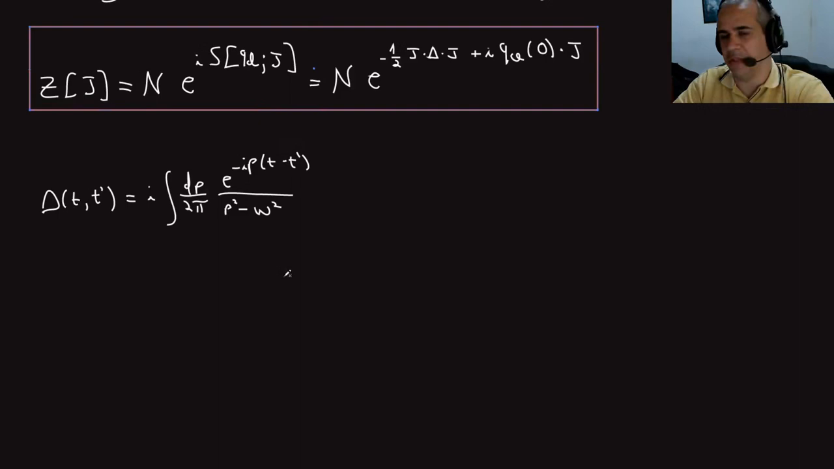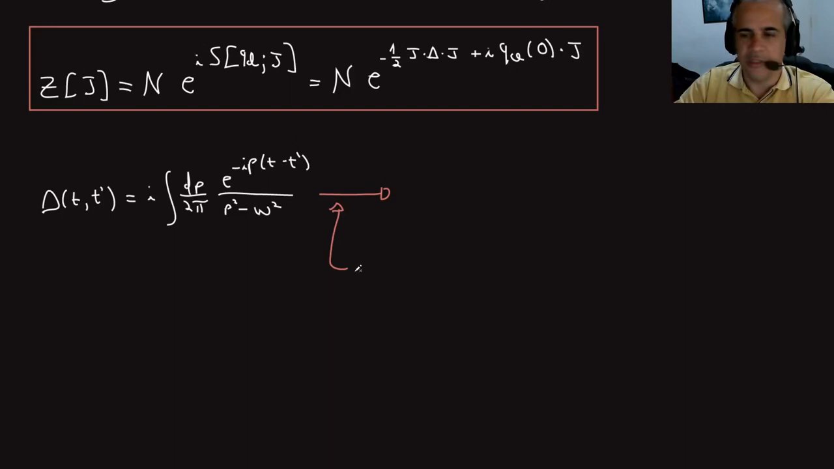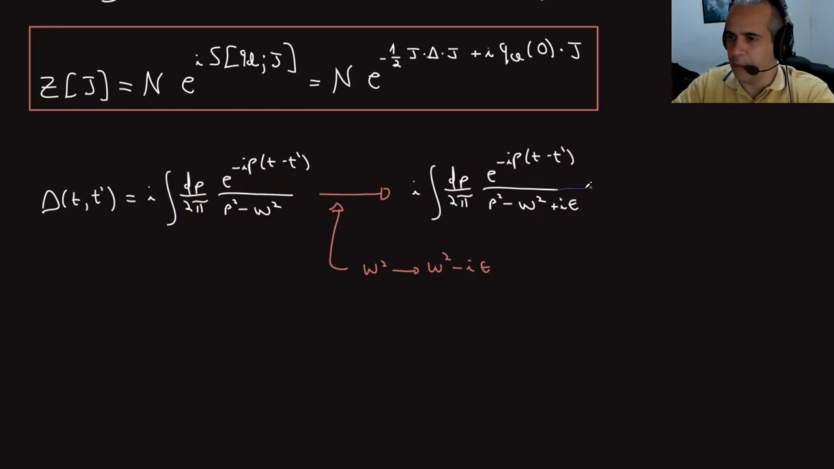But for now, let's solve this by doing what's called the Feynman prescription, which is just exchanging omega square by omega square minus i epsilon. So now my tentative solution will be this one. I'll call this delta F of t, t prime, F for Feynman, and it's called the Feynman prescription. This clearly removes the poles from the path of integration, because it throws the poles into the complex plane, and I'm integrating this for real p.